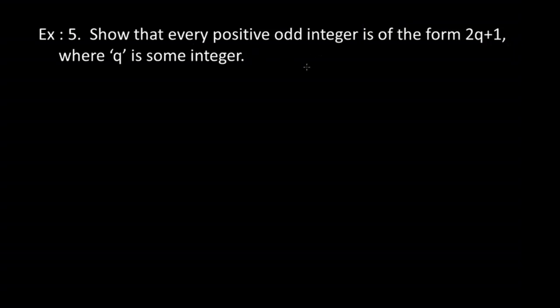integer, meaning 1, 3, 5, like that. So 1, 3, 5, these are the odd integers. Always every positive odd integer is in the form of 2q plus 1, where q is some integer. For that you have to consider a as a positive odd integer. First of all, you have to consider one of the integers generally as a, a positive odd integer.